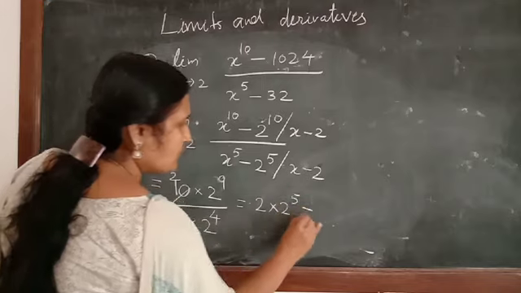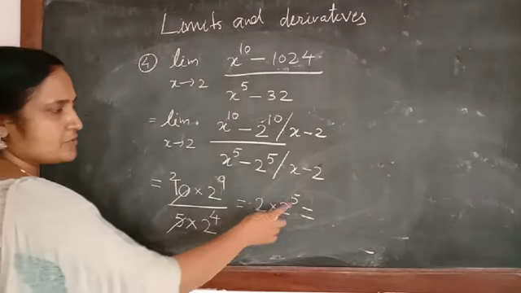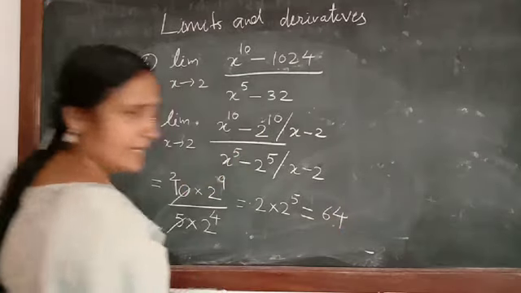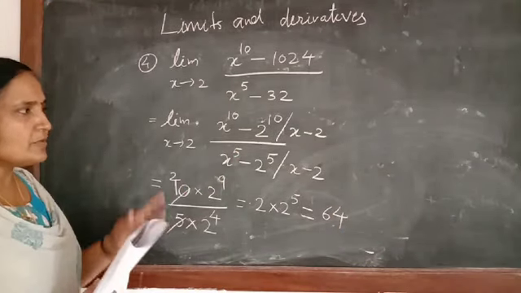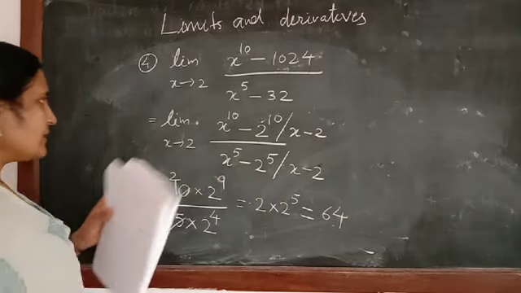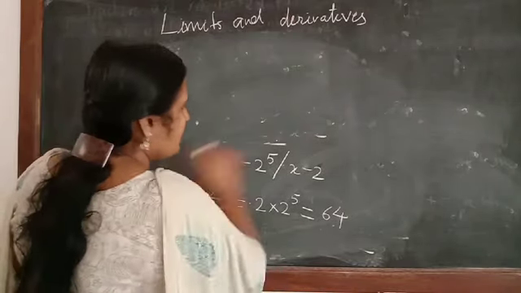So 2 into 2 raised to 5. 2 raised to 5 is 32. 32 into 2 is 64. Okay. So how to use the formulas, I think it's getting clear. Now the next question is question number 5.